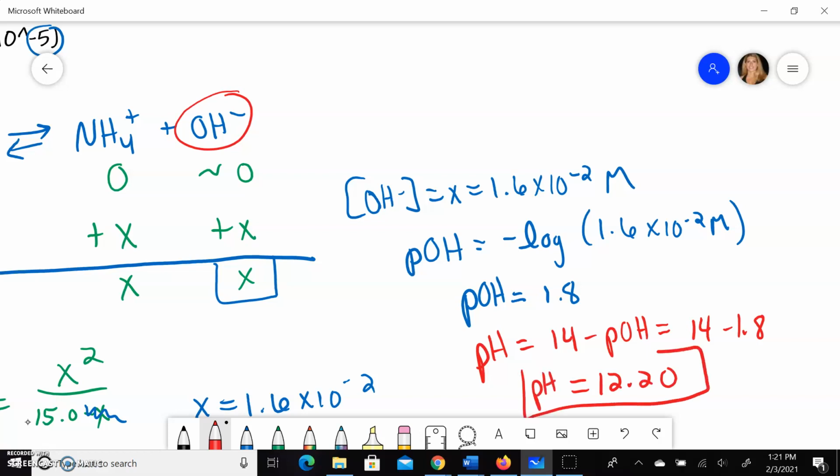Watch your sig figs. Make sure you have 2 decimals after that. And that is it for this one.